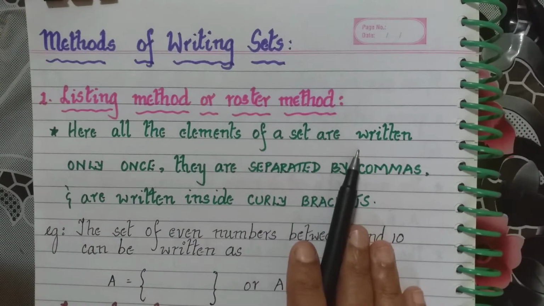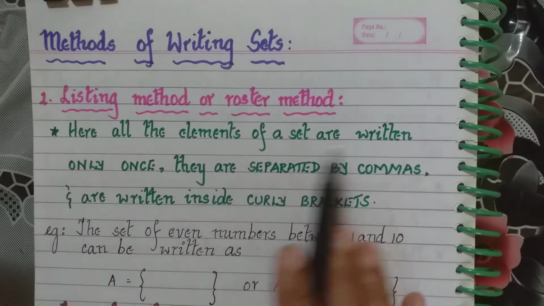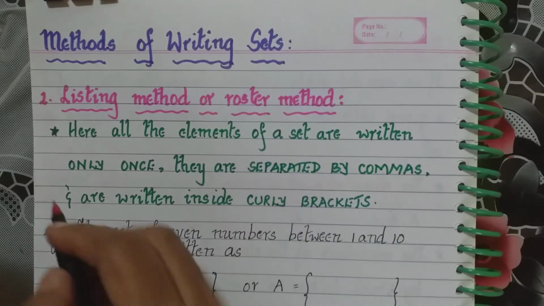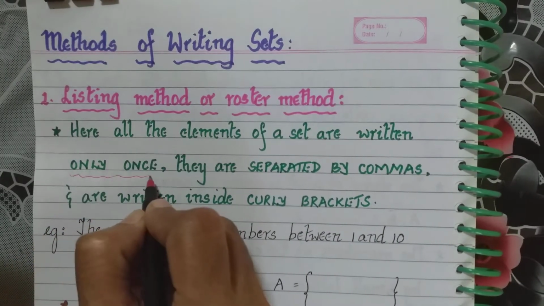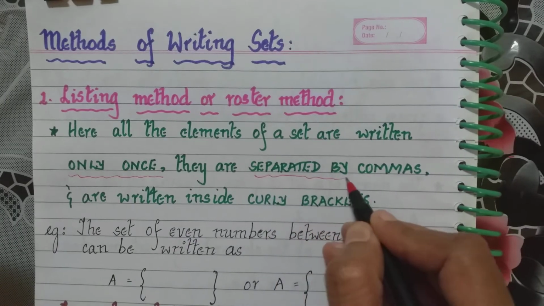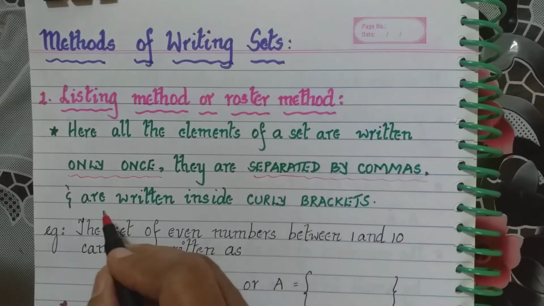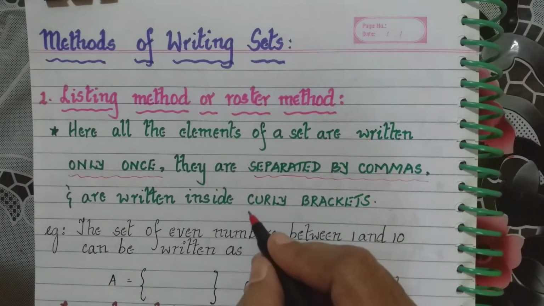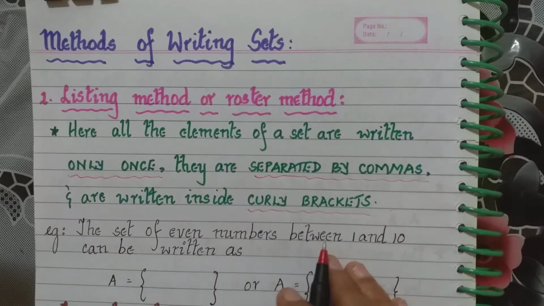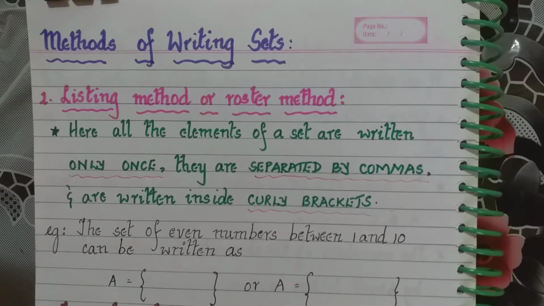So what all are we to remember? That all the elements of a set are written only once. Okay, so that is the first point, that they are written only once. They are separated by commas. Okay, that is the second point, and are written inside curly brackets. So these three are the points which we have to remember.